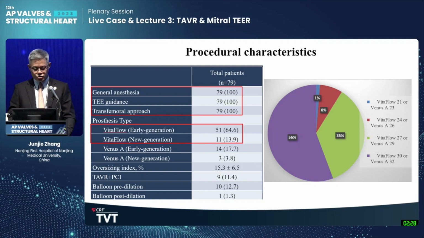In terms of the procedural characteristics, all the cases were performed under general anesthesia. All were performed guided with the TEE and from the transfemoral approach. The two devices used in this registry are all domestic self-expandable valves. The majority, 80%, are first-generation valves, the VitaFlow and the Venus A valve. The oversize index was 1.15.